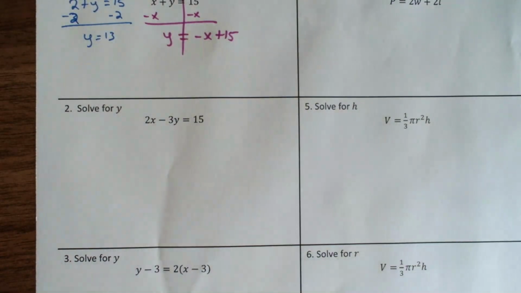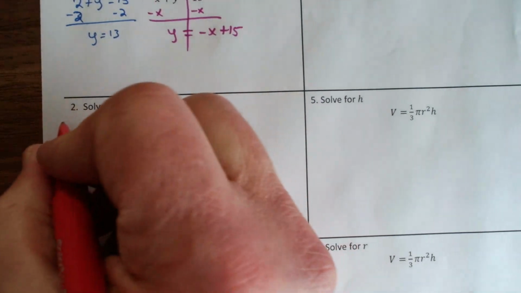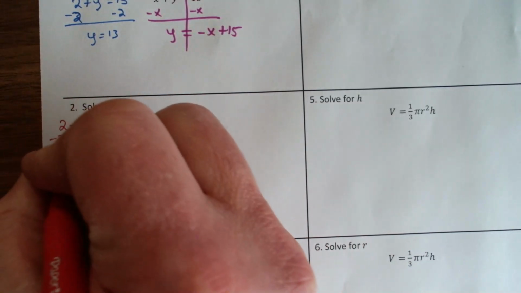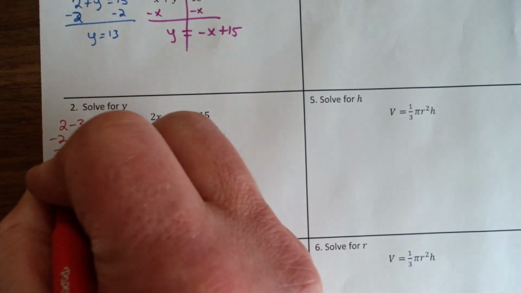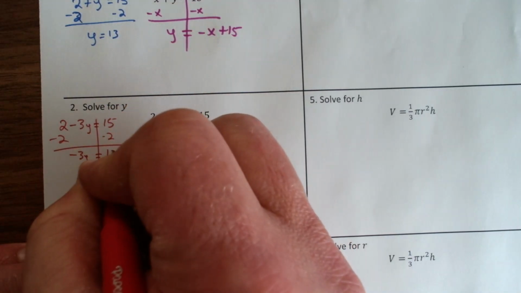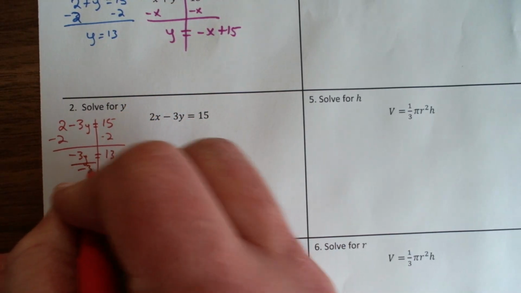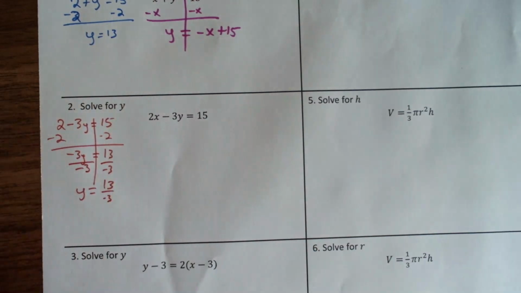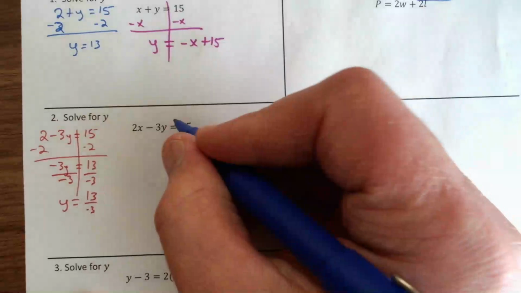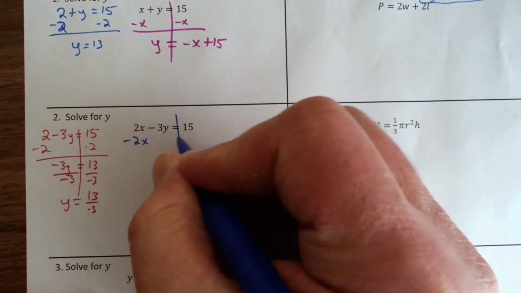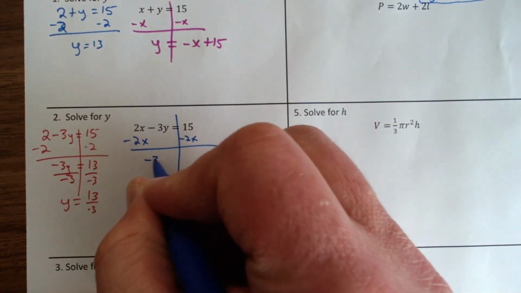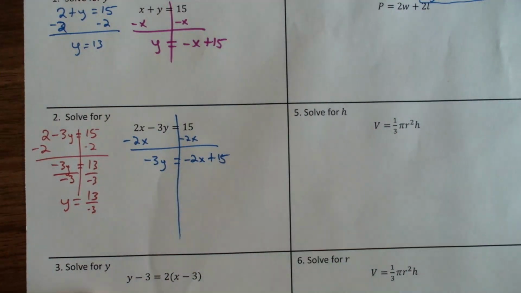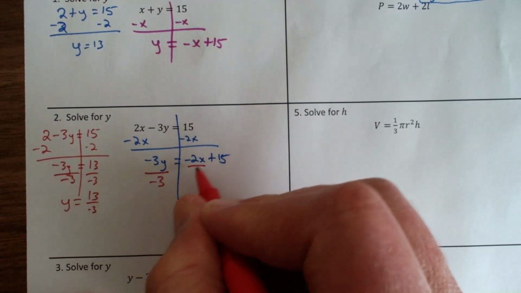Solve for y on this one. Again, if this was 2 minus 3y equals 15, I'd subtract by 2. Negative 3y equals 13. And then I would divide by negative 3. And y equals 13 over negative 3. But instead, I don't have 2. I have 2x. So I'm going to subtract by 2x. Negative 3y equals negative 2x plus 15. Divide by negative 3.